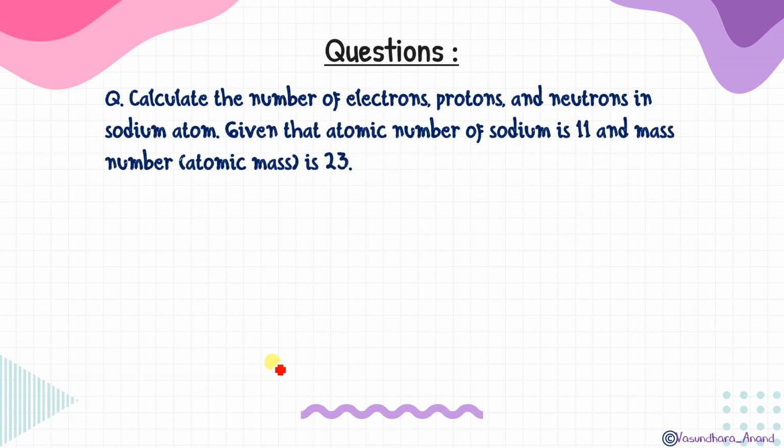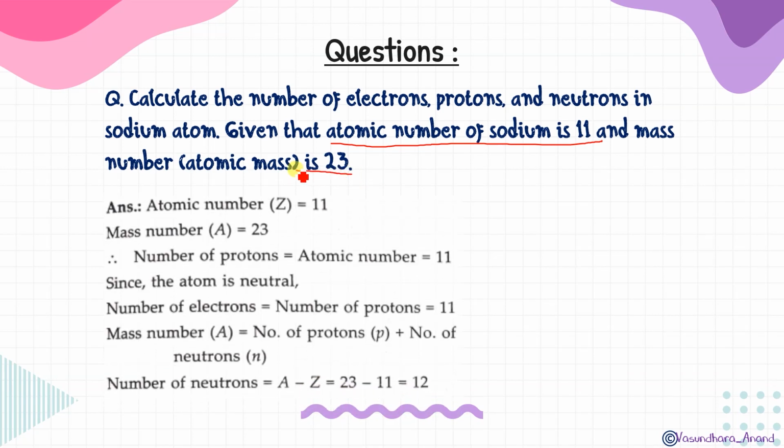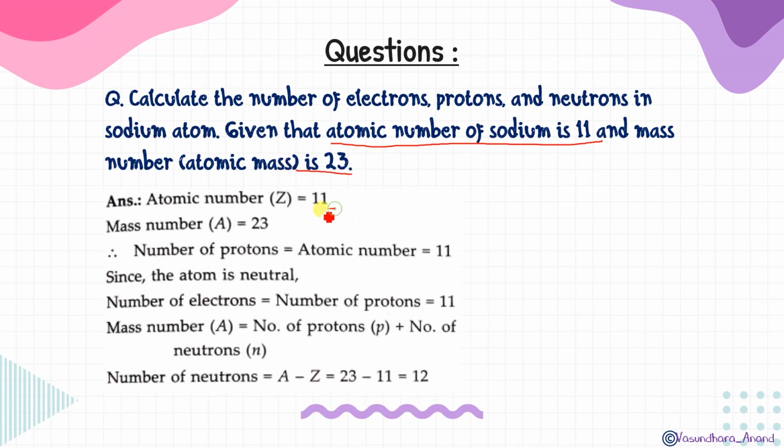Now a few questions. Calculate the number of electrons, protons and neutrons in a sodium atom, given that the atomic number of sodium is 11 and the mass number is 23. We have already done this type of question in chapter 3, so this is just a recapitulation. Atomic number Z is equal to 11, and mass number A is equal to 23. You have to find electrons, protons and neutrons.